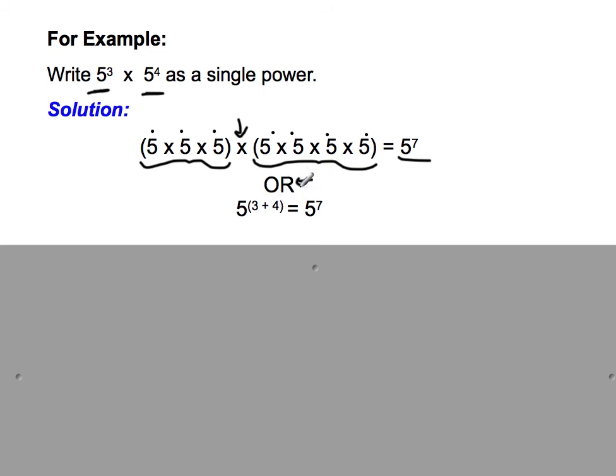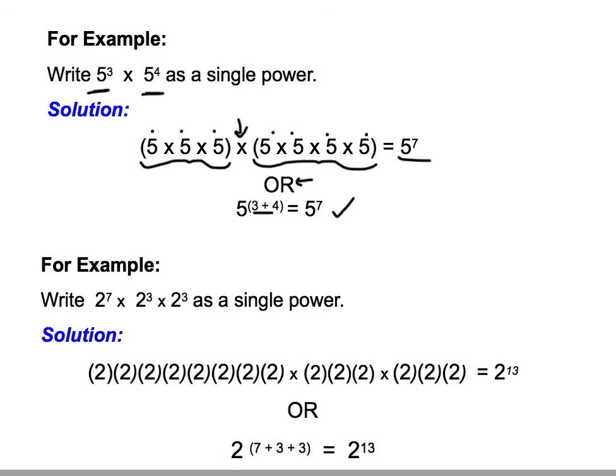Another way I can write it, instead of having to write out repeated multiplication, is that because it's the same base and I'm multiplying the two powers together, I can just add the exponents. So 5 to the power of 7. Same thing.